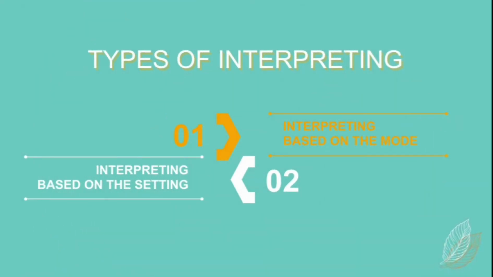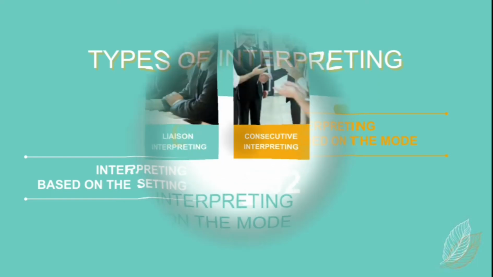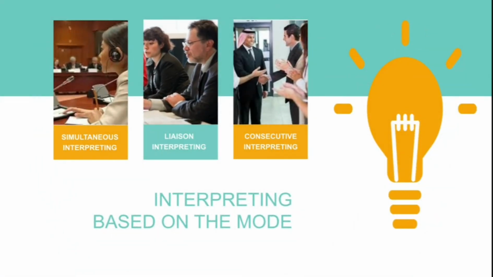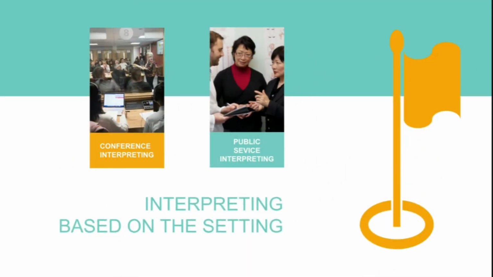There are two types of interpreting. The first is interpreting based on the mode. The second is interpreting based on the setting. Interpreting based on the mode is simultaneous interpreting, liaison interpreting, and consecutive interpreting. And interpreting based on the setting is conference interpreting and public service interpreting.